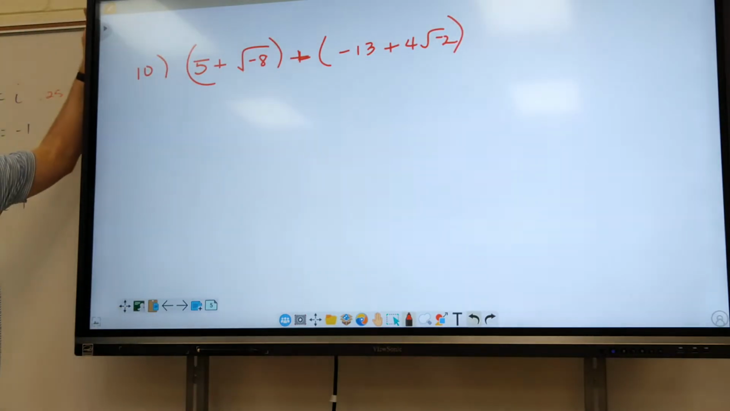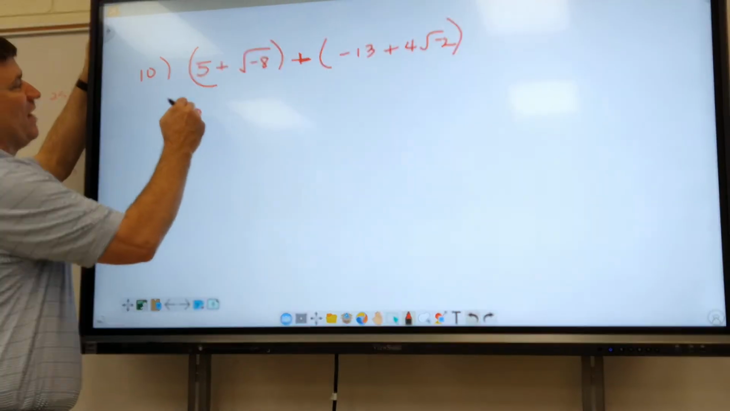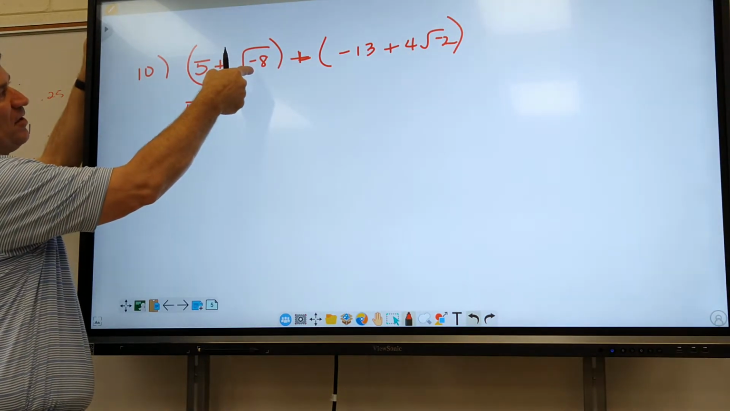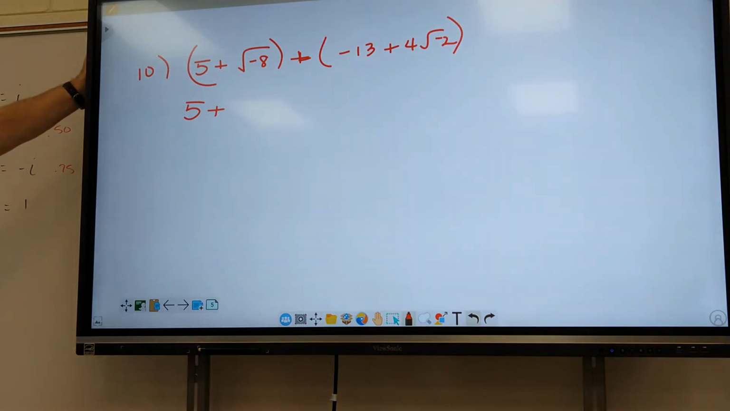All right, now let's go to 10. Before I can add up like terms on this one, guys, I need to simplify. Let's look at this one: 5 plus, let's plug in our calculators the square root of 8 and tell me what it simplifies to. 2 and 2.